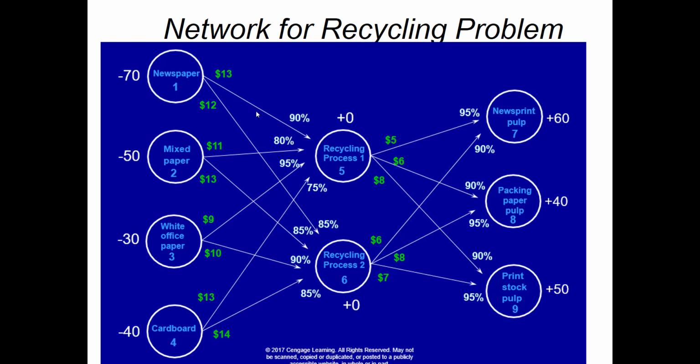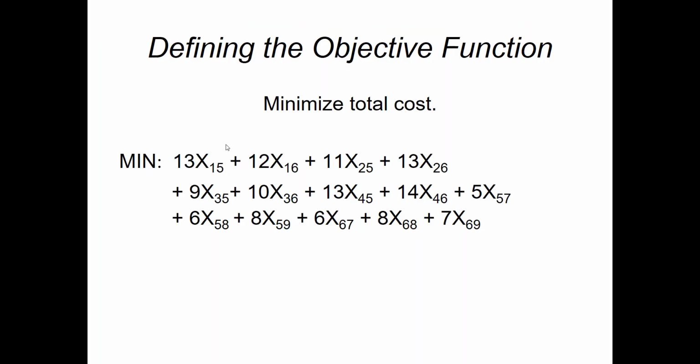So this is the cost of the recycling, and then we have the cost of finishing the material: X5,7, X5,8, and X5,9. The cost associated with X5,7 is $5, and X5,8 costs $6. So we add all of these costs together as our objective function, and obviously the objective function is a minimization. Now let's look at the constraints.